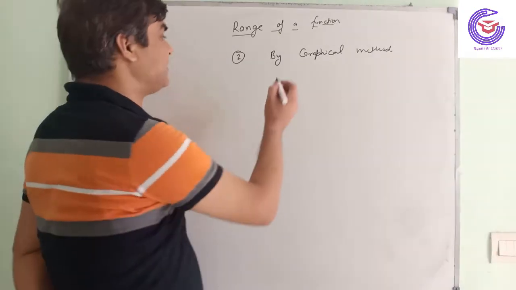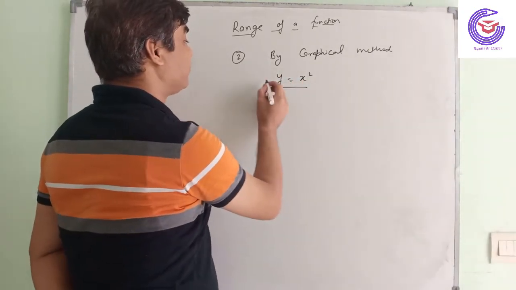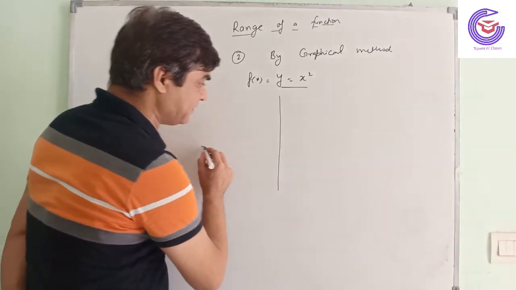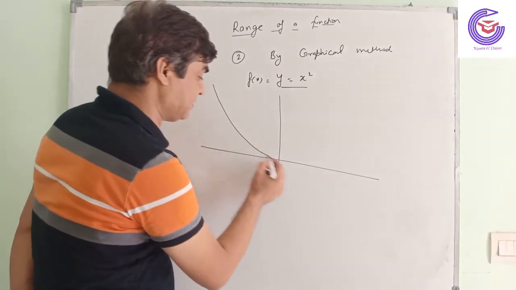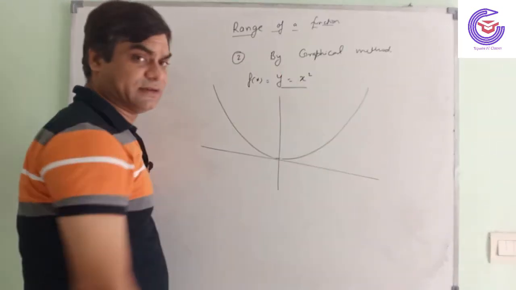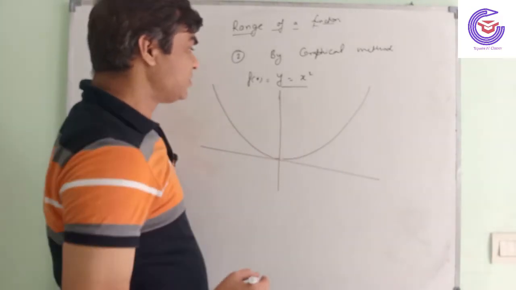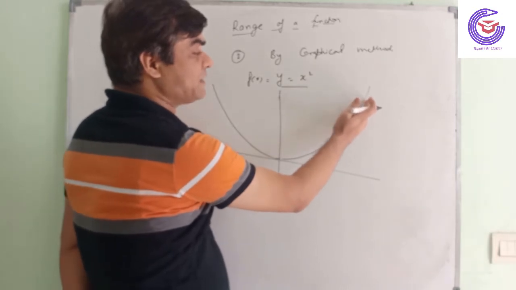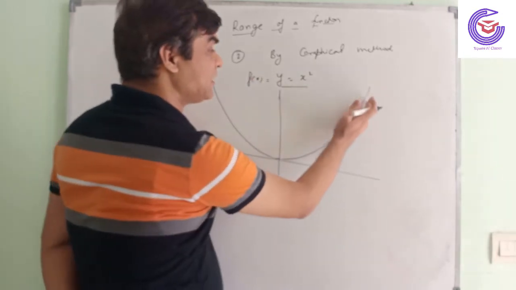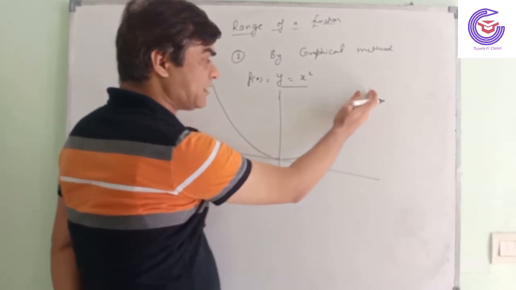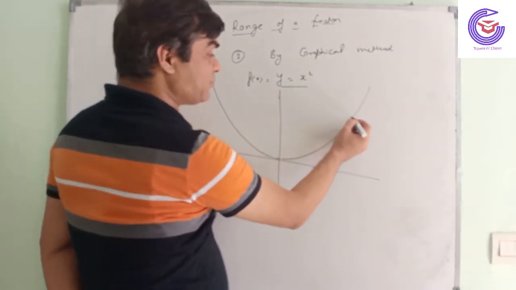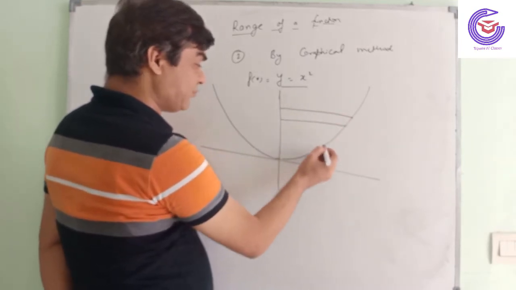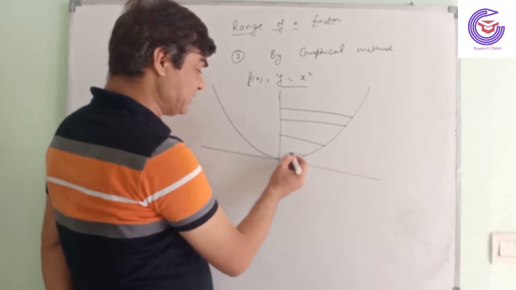Suppose your function is y is equal to x square. By the graphical method, you plot this graph. Here y is equal to x square, a very simple graph. In this case, you have to find the projection of this graph on the y-axis. For this point your projection is this, for this point your projection is this. In this way you have to find the projection.